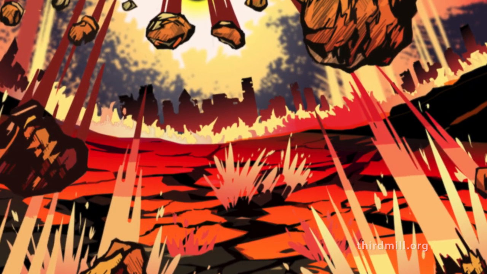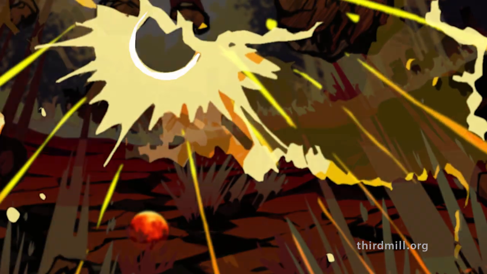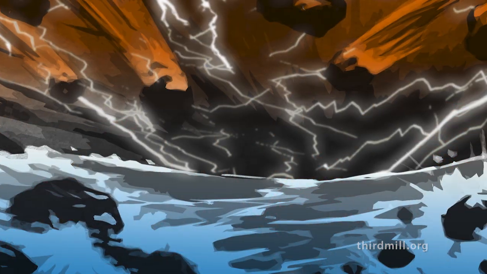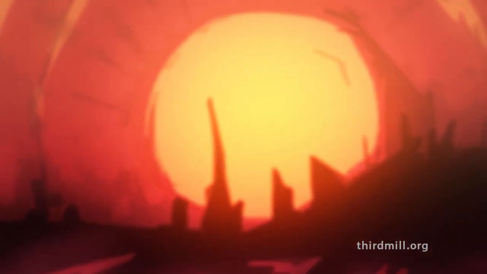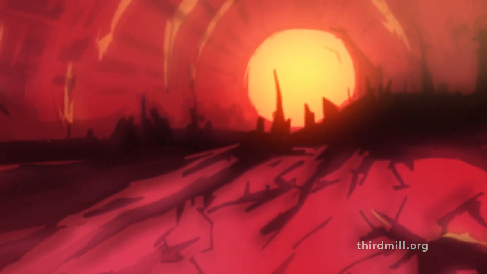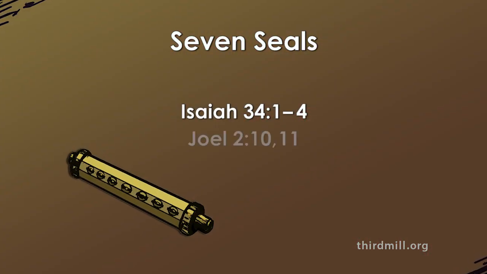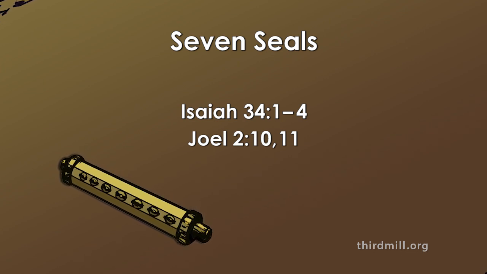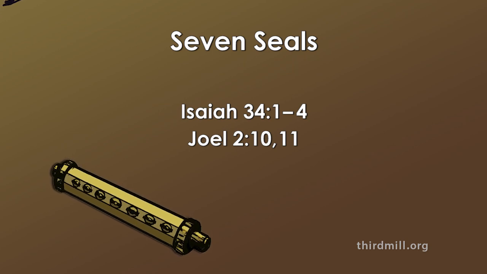When the sixth seal was opened, the entire earth experienced God's judgment. There was an earthquake. The sun turned black. The moon turned blood red. The stars fell to earth. The sky retreated, and every mountain and island was removed. This description recalls Old Testament prophecies about political upheaval, like the ones we find in Isaiah chapter 34, verses 1 through 4, and Joel chapter 2, verses 10 and 11. It was a way of saying that God was bringing final judgment that would destroy the present evil world.